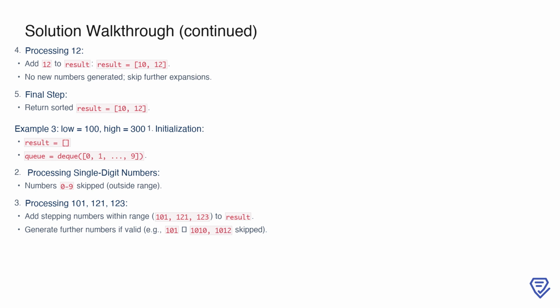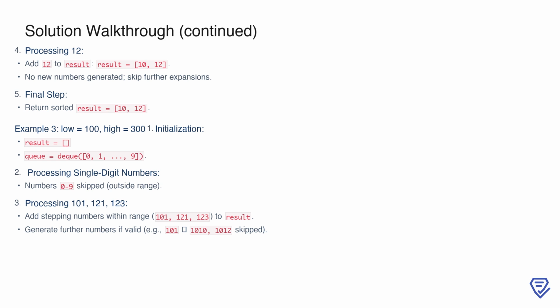Let's now examine a third example where the range is from 100 to 300. Once again, we initialize an empty result list and a queue containing single-digit numbers from 0 to 9. This time, when processing these single-digit numbers, we skip all of them because they fall outside the specified range. Moving on, we process numbers like 101, 121, and 123, which are valid stepping numbers within the range. We add them to the result list and attempt to generate further stepping numbers from them.